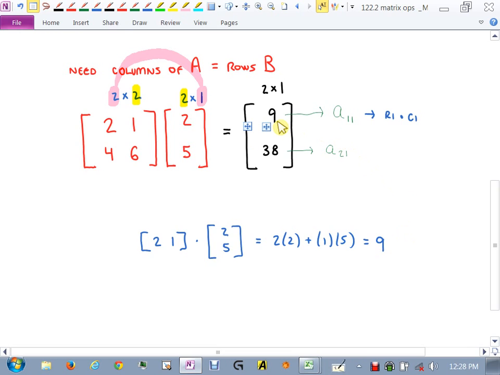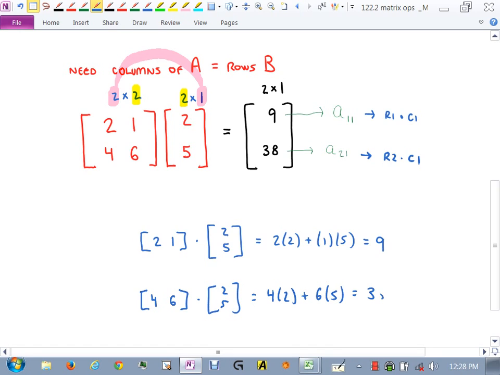Got it? Next one. I'm going to do row 2 times column 1. So row 2 is 4, 6 times column 1, which is 2, 5. And then do the same thing. 4 times 2 plus 6 times 5, which is 38. Understand? Okay, let's try something harder.